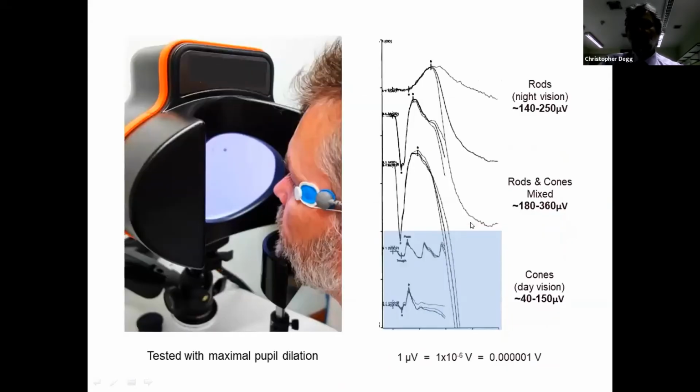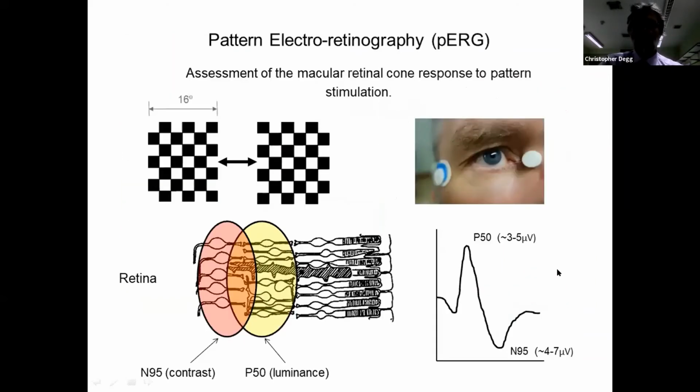So with flashing lights, we can look at night vision if we darken up the eye, or we can look at day vision with light adapted, and you can see how small the signals are that we're looking at. So we're talking a few hundred microvolts. So we need really good conditions to get these signals away from noise.